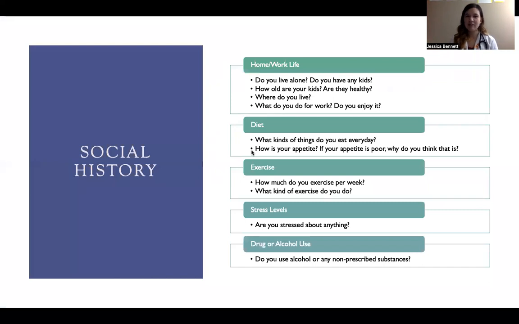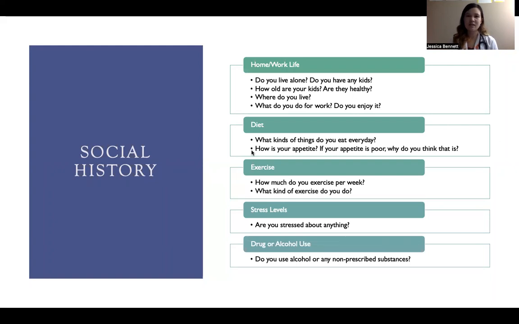The next section of the medical history is the social history. So in this section of the history, we take a step back from the medical realm and actually try and place the patient into where they would normally fit in society. And there's several subsections to the social history.